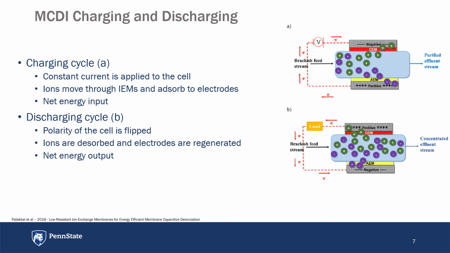During charging cycle, constant current is applied to the cell, as a result of which ions move through the ion exchange membranes and adsorb to electrodes. That means we are providing some form of energy for the ions to get adsorbed to the electrode. During the discharging cycle, the polarity of the cell is flipped, and as a result ions are desorbed and electrodes are regenerated. So we are getting some energy back from the discharging cycle.